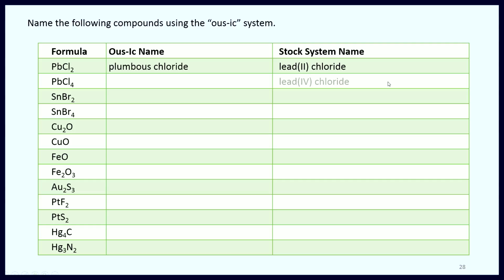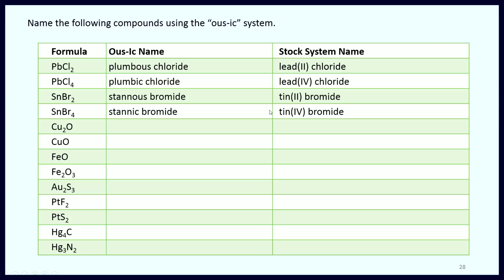PbCl4 is lead 4 chloride, and that would therefore be plumbic chloride. Now, tin is directly below lead on the periodic table, group 4A. It has the same oxidation states. This first example is tin 2 bromide, hence that is stannous bromide. The higher oxidation state compound is tin 4 bromide, which therefore is stannic bromide.